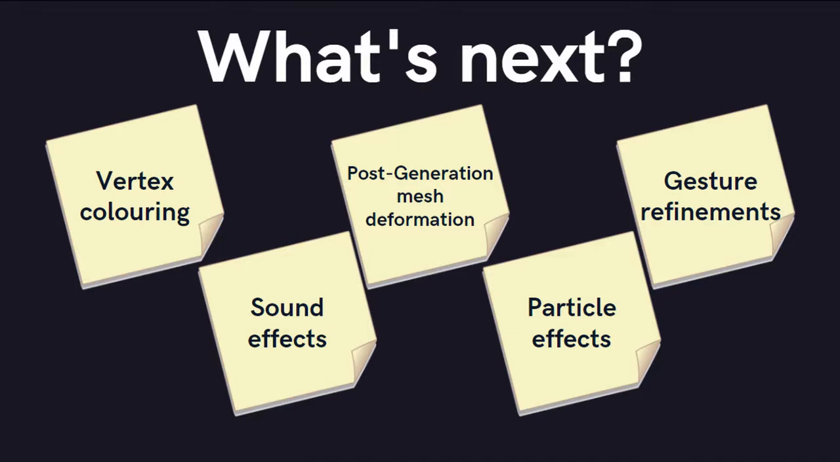Post-generation mesh deformation, quite a mouthful, but that goes back to our UV sphere versus quad topology, and that's basically going to be the user being able to stretch out pieces of the sphere, affect the vertices of the sphere at runtime, and that's not something we have in our current build.